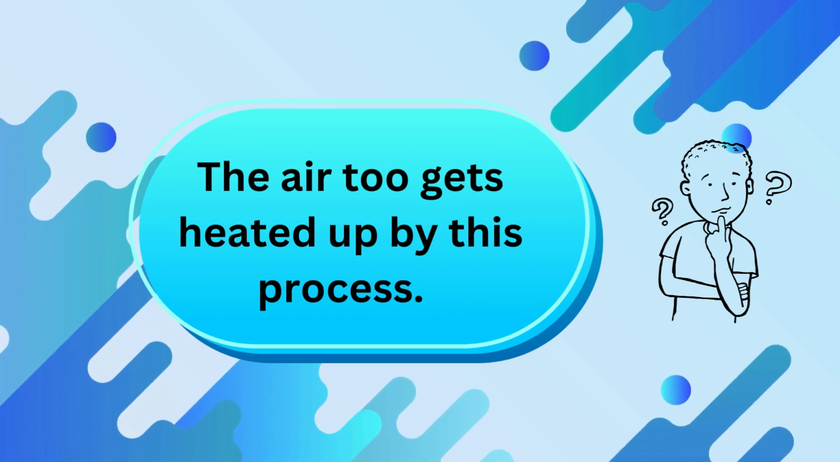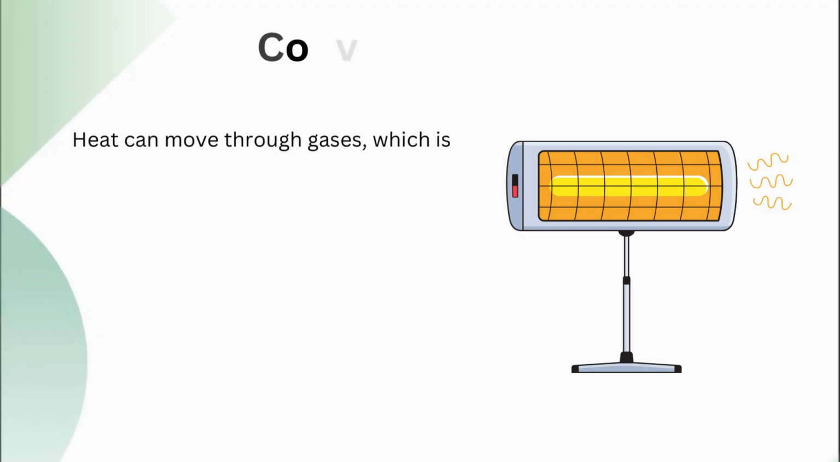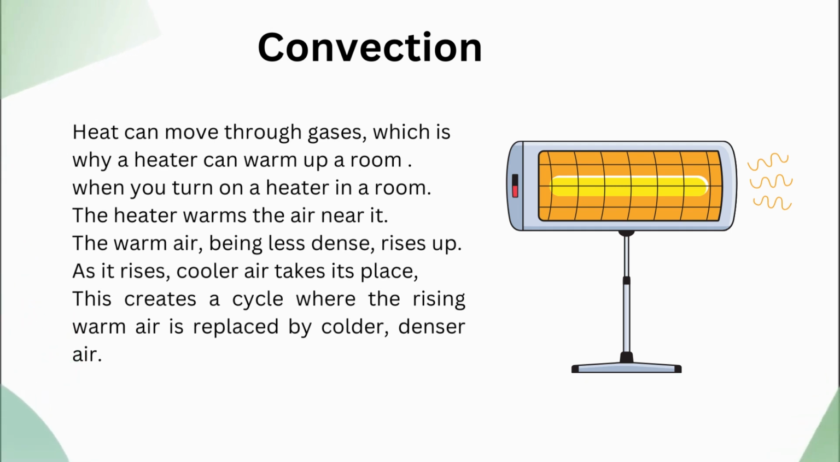The air too gets heated up by this process. How? Let me explain. Heat can move through gases, which is why a heater can warm up a room. When you turn on a heater in a room, the heater warms the air near it. The warm air, being less dense, rises up. As it rises, cooler air takes its place. This creates a cycle where the rising warm air is replaced by colder, denser air.